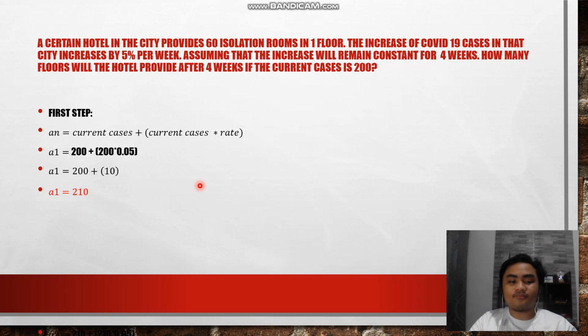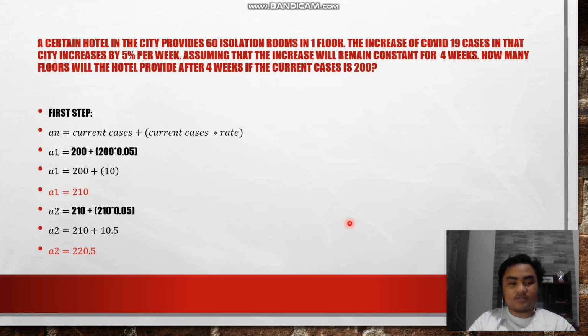Just add both, so we have now our first term, which is 210. Continue. A sub 2 is equal to the current cases, which is 210, plus 210 times 0.05. Simplify what is inside the parentheses. So we have 210 plus 10.5. And if we add that, we will have our A sub 2, which is 220.5.